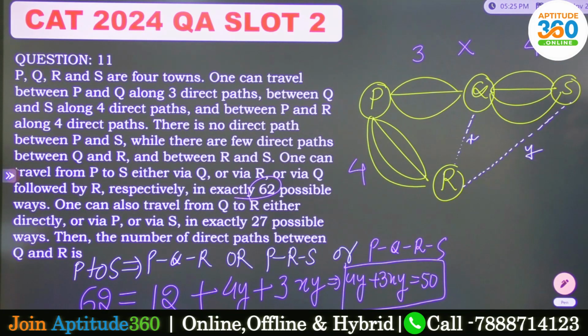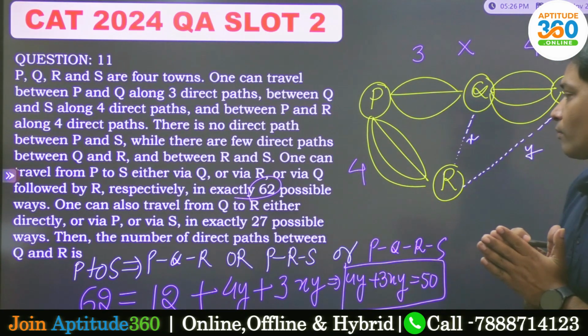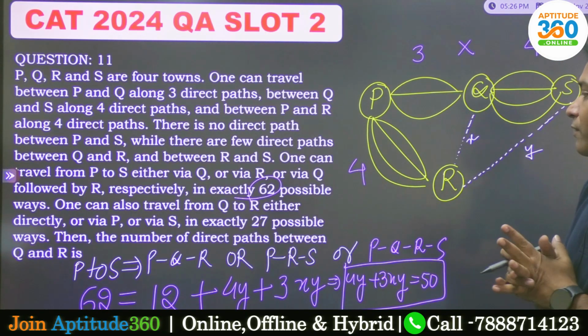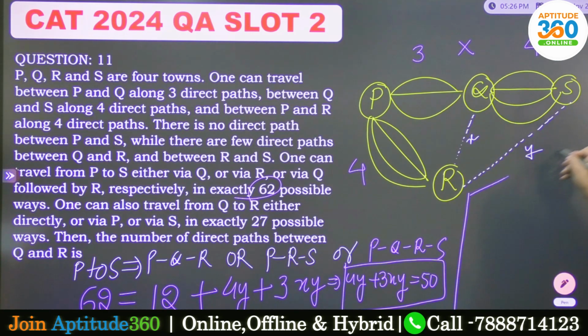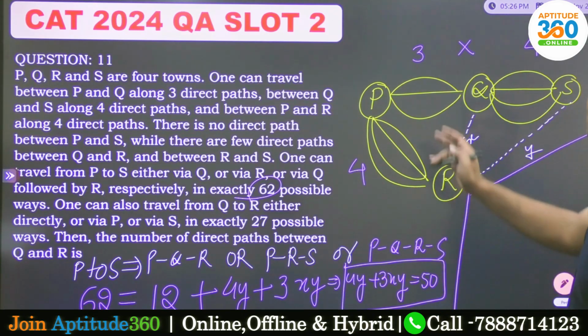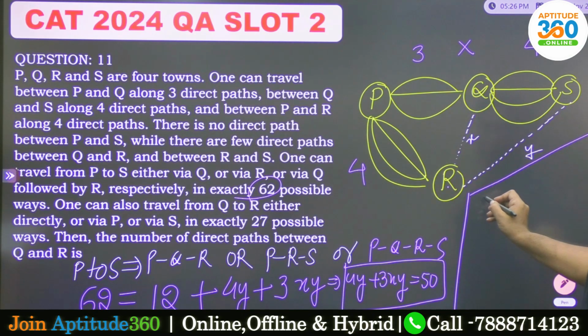4y plus 3xy is equal to 50. So that is one thing that we have figured out. Now, one can also travel from Q to R. So there are other things that are given to you. One can travel from Q to R either directly. So I say that Q to R.